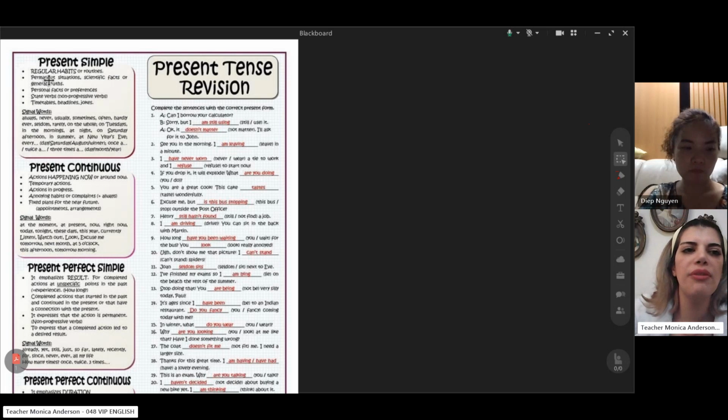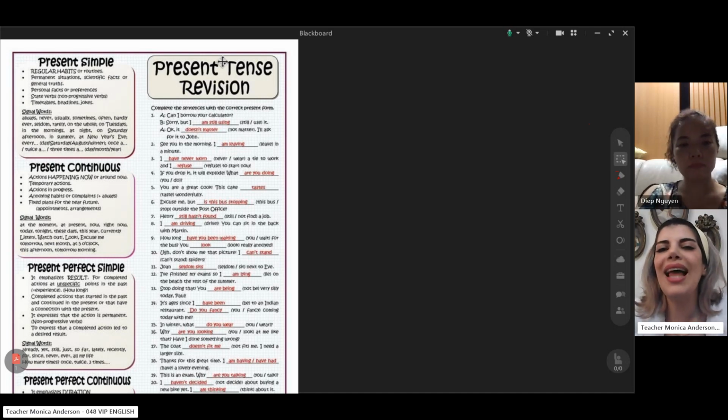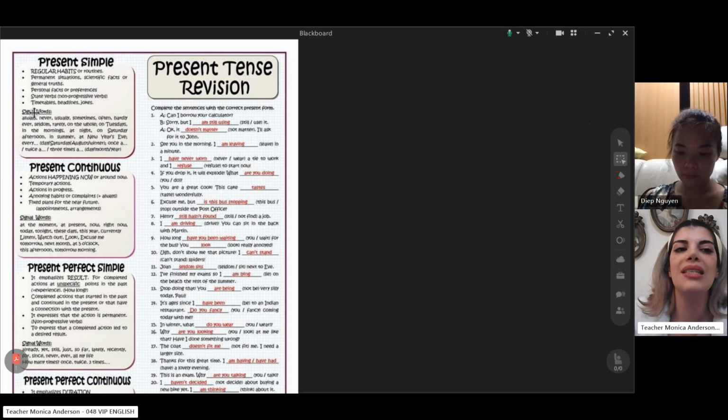About present simple, as we talked before, we use it for regular habits or routines, something that you do normally. Permanent or lasting situations, personal facts or information, and also jokes, headlines, and timetables. There are some signal words for present simple. Adverbs of frequency are the first and most important, for example always, never, usually, sometimes, often, hardly ever, seldom, rarely. And of course, times of day and days, like Tuesdays, Wednesdays, Thursdays. So they are signal words of present simple.